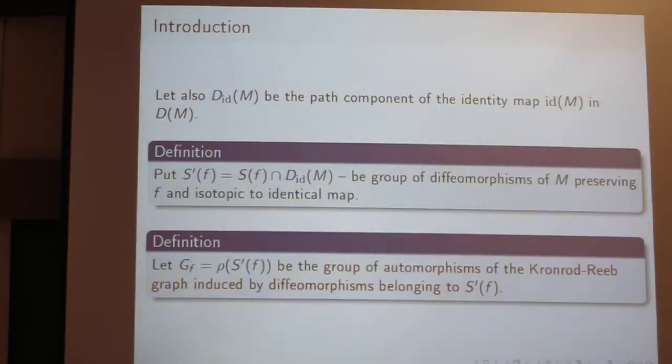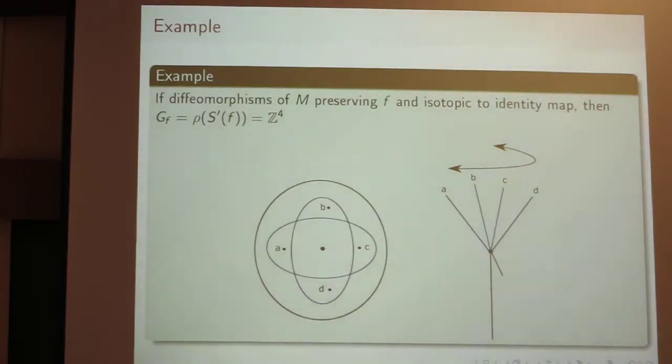Let also S-id be the path component of the identity map id in D(M). Put S stroke to be the group of diffeomorphisms of M preserving F and isotopic to the identity map. And then let G_F be the group of automorphisms of the Kronrod-Reeb graph induced by diffeomorphisms belonging to S stroke. And returning to our previous example, we can see that G_F equals Z4.